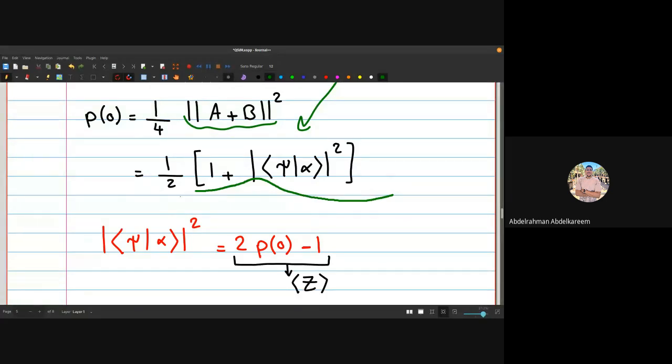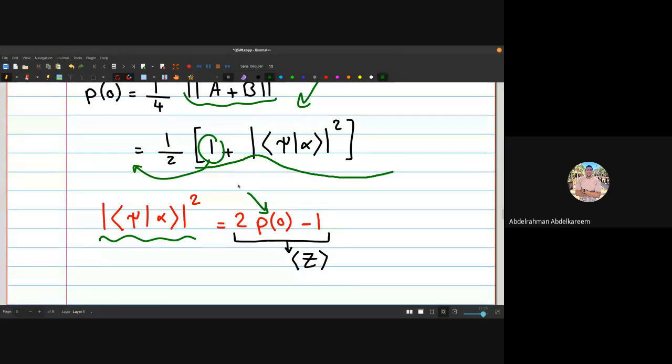So we multiply both sides by 2, and 1 goes to the other side, minus 1. So what we want, the inner product between psi and alpha, is actually 2 times the probability of 0 minus 1, which, from the previous session, is the expectation value in z basis.